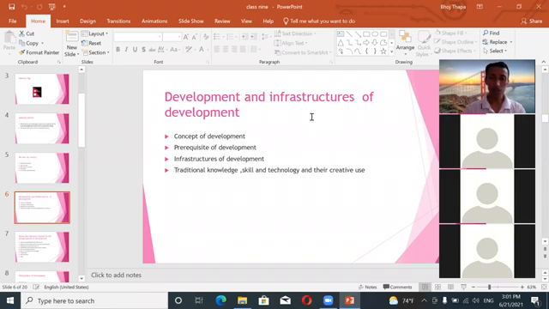The second lesson is prerequisite of development. Prerequisite means something that is required in advance, pre-required, pre-needed. These are prerequisites of development. Similarly, traditional knowledge, skill, technology, and their creative use. We'll also discuss these things later on.